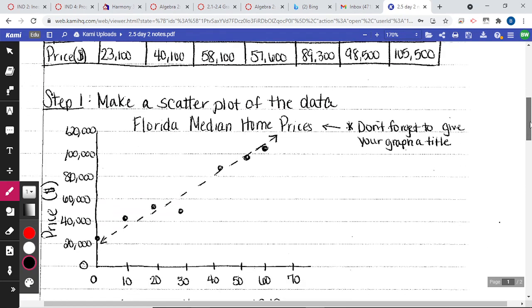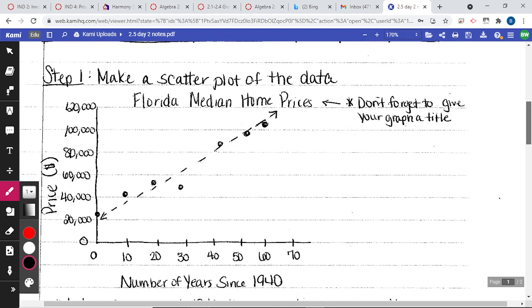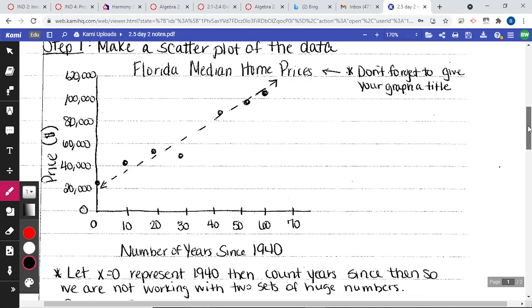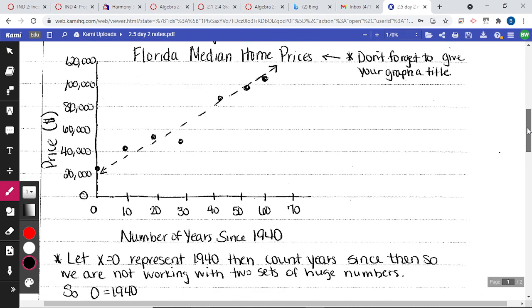Now I want to mention that you see the years on the x-axis start at 0. That's because it's more convenient to work with those numbers than work with numbers like 1940, 1950. So we see this note down here: let x equals 0 represent 1940, then count years since then. So we're not working with two sets of huge numbers. So 0 is 1940, 10 corresponds to 1950, and 20 to 1960, and so on.